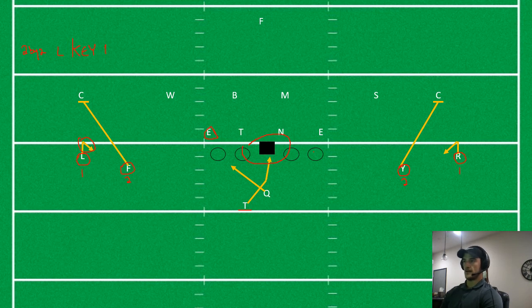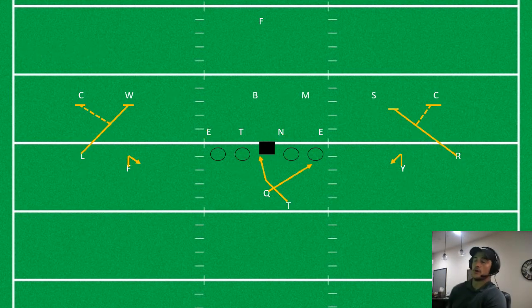All right, so let's move on to key 2. Moving on to key 2, it really does not change that much from key 1. The only thing that truly changes is that now the inside receiver, or the 2 receiver in the numbering system, is now running the key. So we have the 1s here, 2s here. We're still running inside zone, still counting the box. The L and the R, the guys blocking, are blocking the most dangerous man.